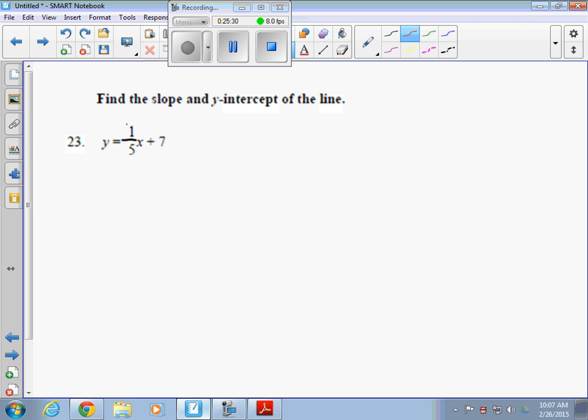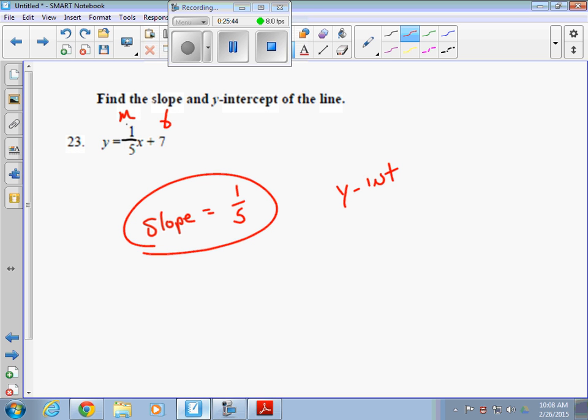23 says write the slope and the y-intercept. This is nice and neat in y equals mx plus b form. So your slope is your m value, 1/5, and your y-intercept is your b value, 7.